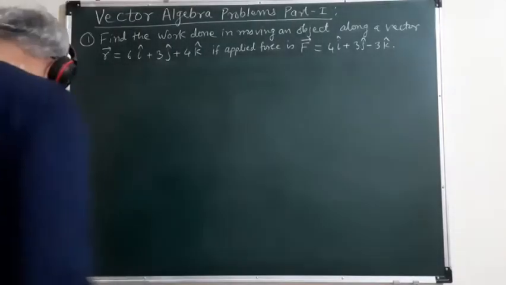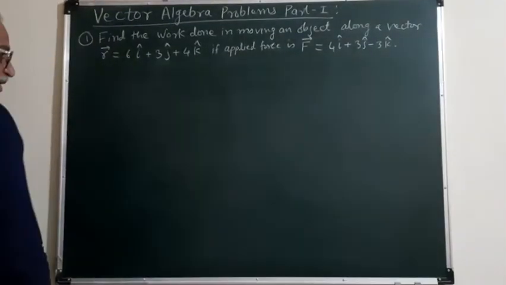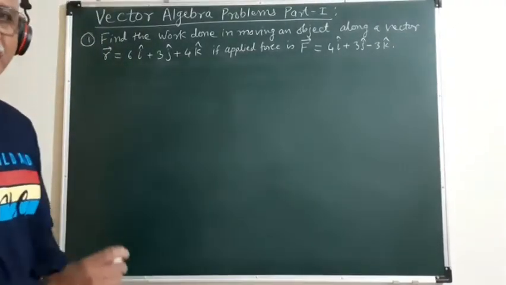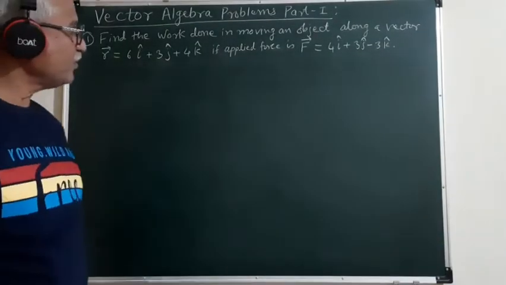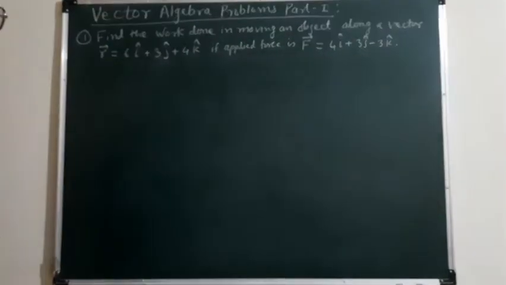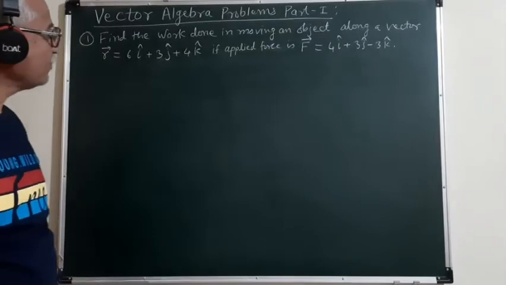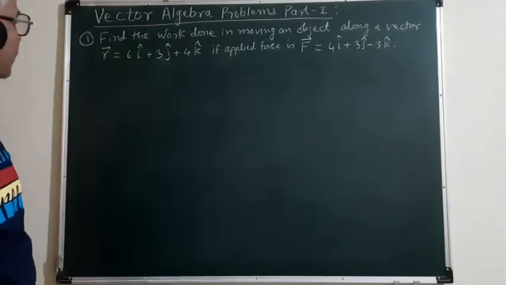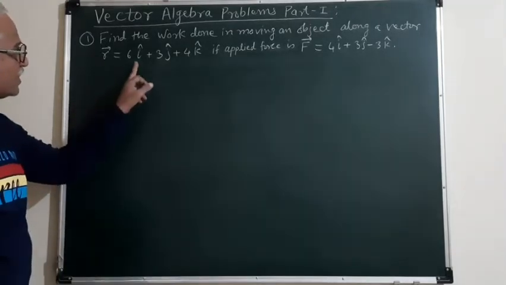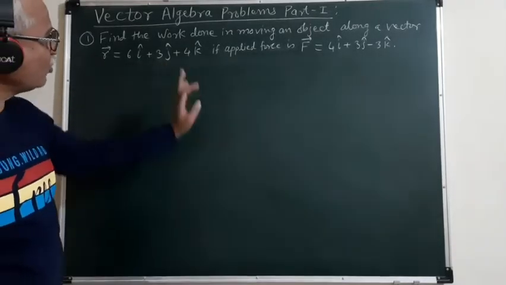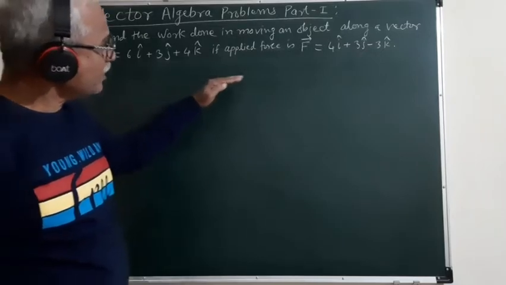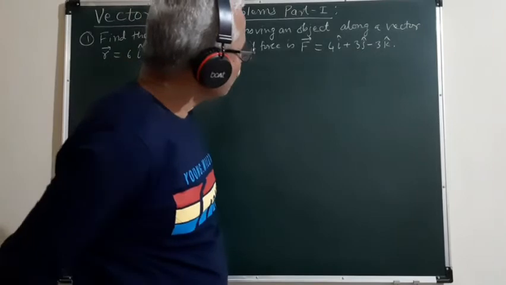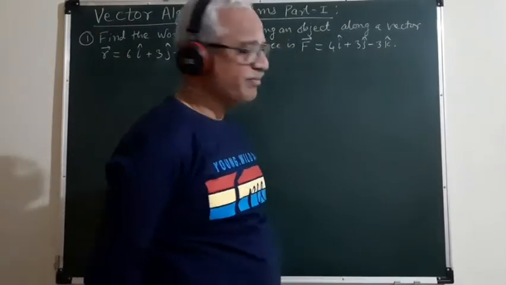Good morning. So today we will solve some problems on vector algebra. Here we have the first problem. Find the work done in moving an object along a vector r bar equal to 6i cap plus 3j cap plus 4k cap if the applied force is given by F bar equal to 4i cap plus 3j cap minus 3k cap.